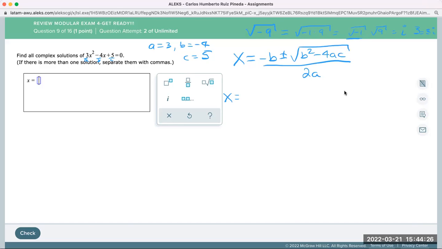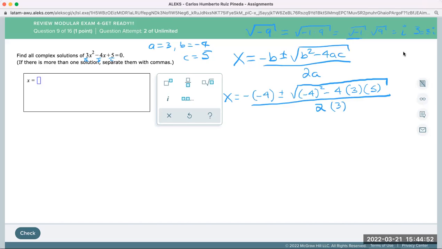So x is equal to -b, which is -(-4), plus or minus the square root of b squared, (-4) squared, minus 4 times a, which is 3, times c, which is 5. So we are left with all of this divided by 2a, 2 times a, which is 3. So x is equal to 4 plus or minus the square root of (-4) squared, 16, and then minus 4 times 3 is 12, times 5 is 60. And all of this divided by 6.